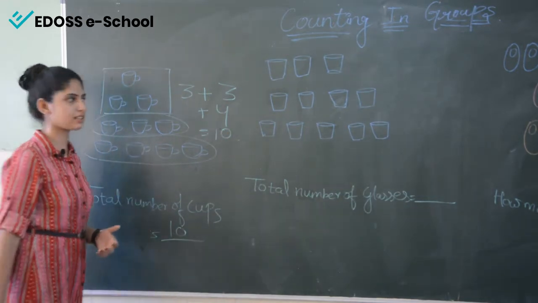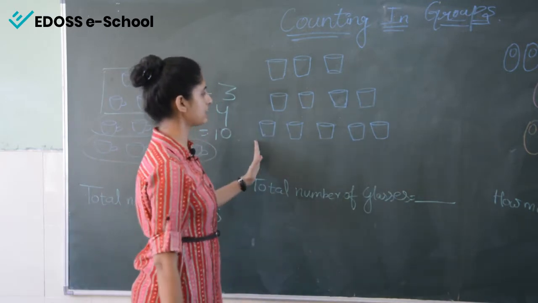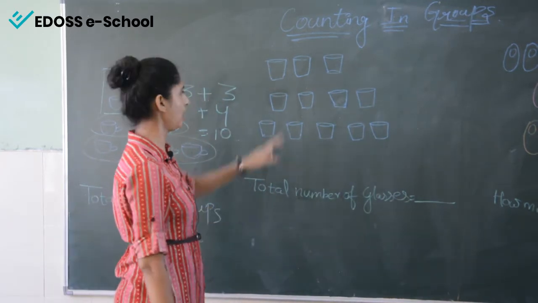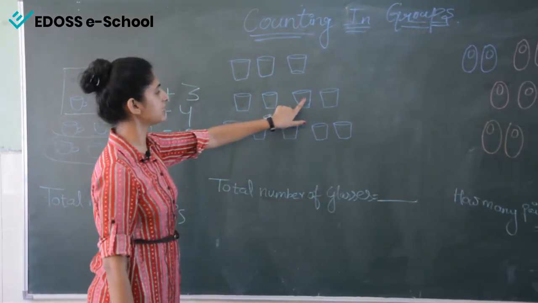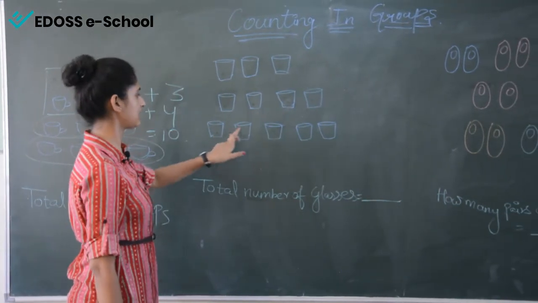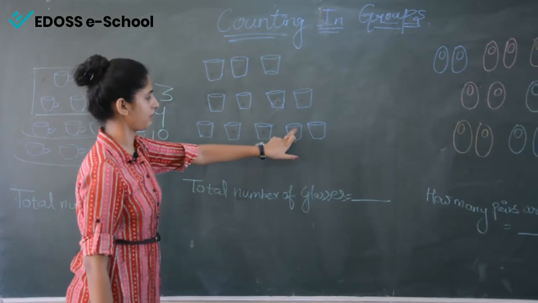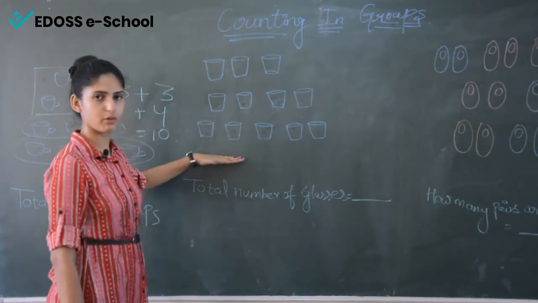Let's move on to the next example. Here are some glasses. Let's count the number of glasses here. 1, 2, 3, 4, 5, 6, 7, 8, 9, 10, 11, 12. So here are 12 glasses.